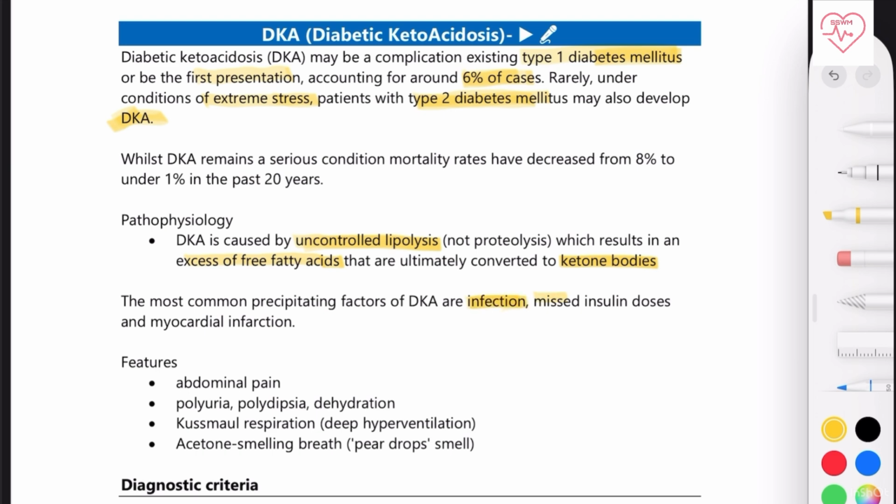The most common precipitating factors of diabetic ketoacidosis are infection, missed insulin doses and myocardial infarction. You have to remember such points, that is how this can be precipitated.